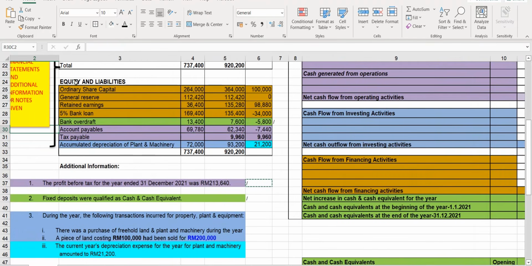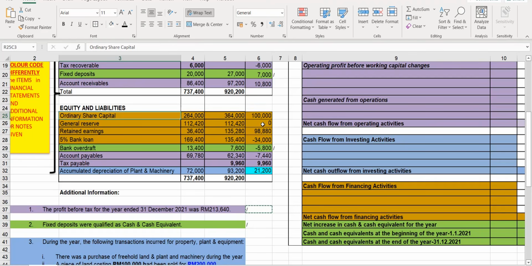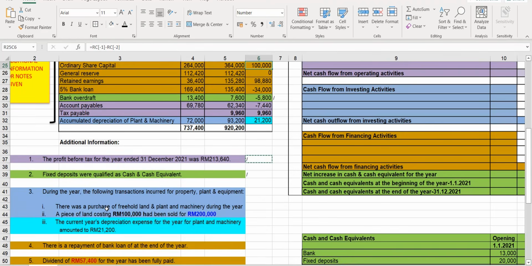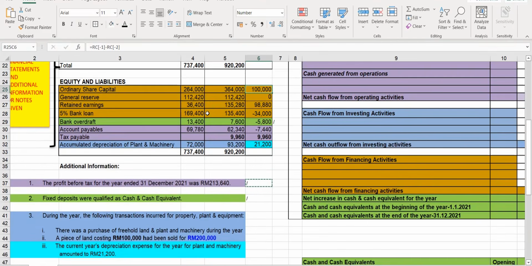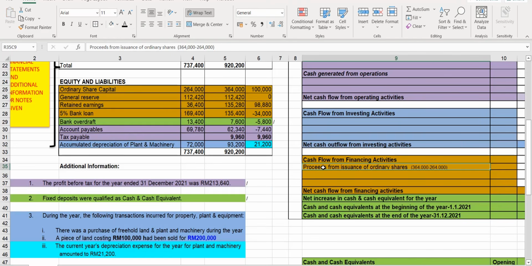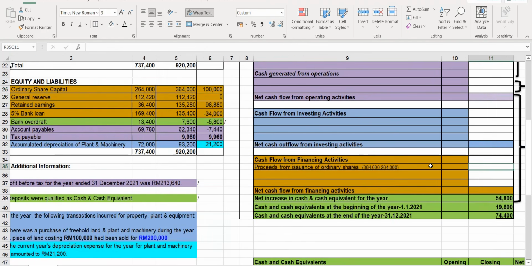So let's look at the first item here. You have the first item, ordinary share capital. You can see that there is a change there of 100,000. And if you check the question, nothing is informed regarding what caused the changes. If you're not informed, you would assume that the changes in the share capital here would be due to the issuance of share for cash. So basically, this is going to be treated as under financing activities, proceeds from issuance of share, where the difference will be treated as the proceeds from the issue of share.